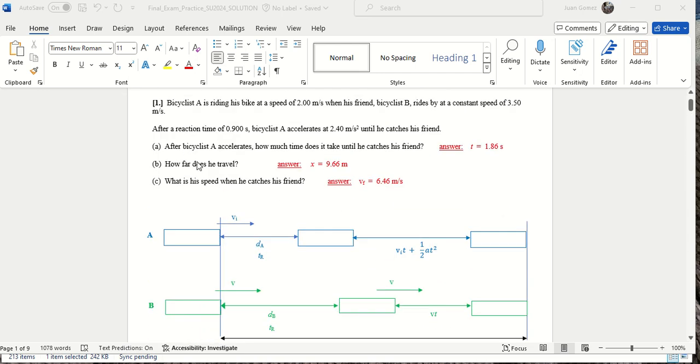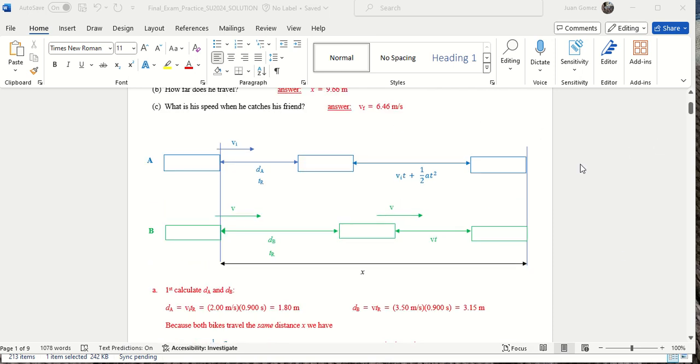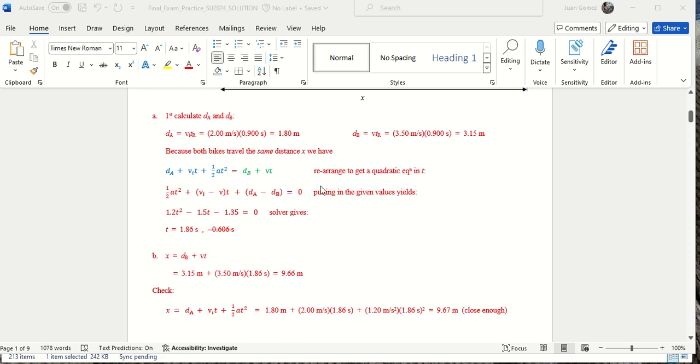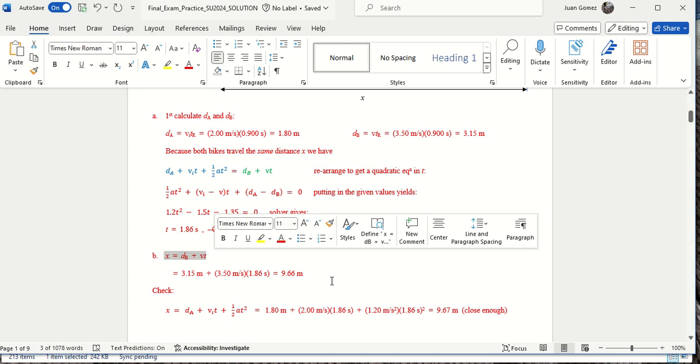How far? Well, both bikes travel the same distance x. I want to know how far either bike travels. I want to know what is x. Well, I could use either the green equation or the blue equation to get x because they're equal. The green looks a little bit easier, so for part B, x is equal to dB plus VT. Plug in the values, you get 9.66 meters.